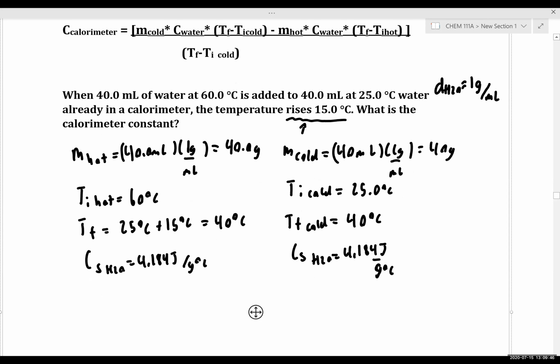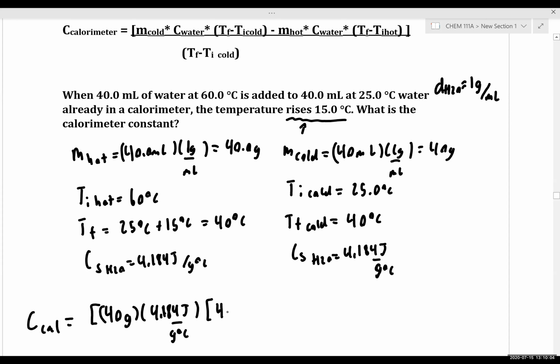Okay, solving this, the heat capacity of our calorimeter is equal to the mass of our cold water, which is 40 grams, times the specific heat, which is 4.184 joule per gram degrees Celsius, times T final minus T initial, minus the mass of hot water, times the specific heat of water, times T final minus T initial.